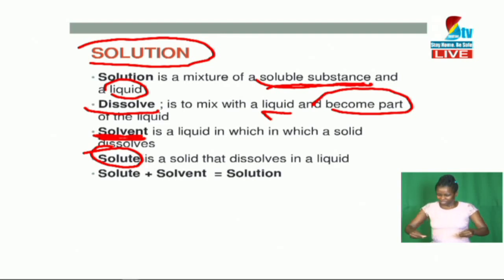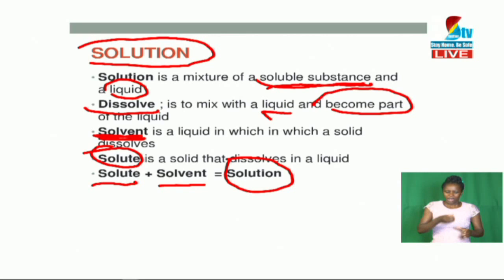Now when we combine, dear learners, a solute and a solvent, we get the solution. Yes, we have said that a solution is a mixture of a soluble substance and a liquid, but in short we can say a solution is a combination of a solute and a solvent, because when you combine the solute and the solvent you get the solution, dear learners.